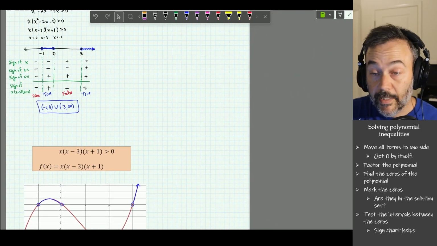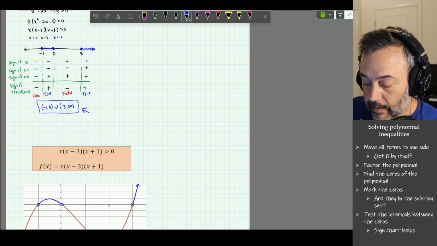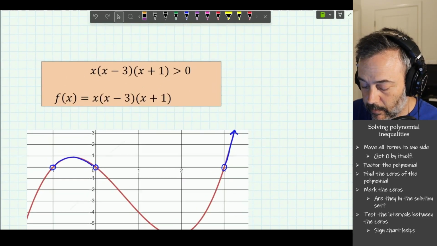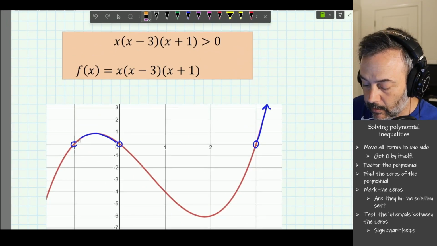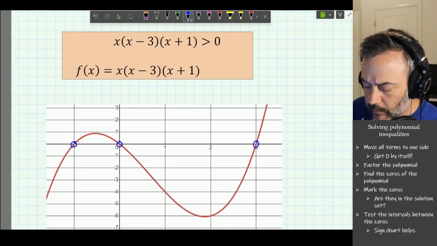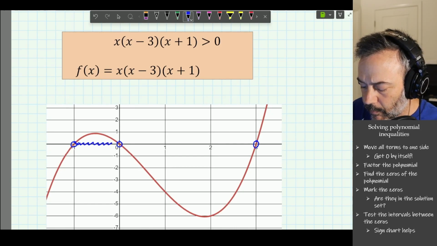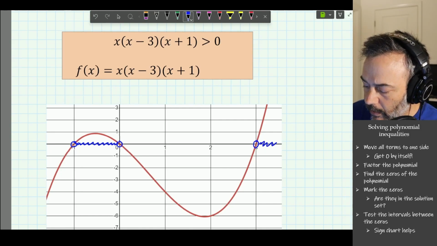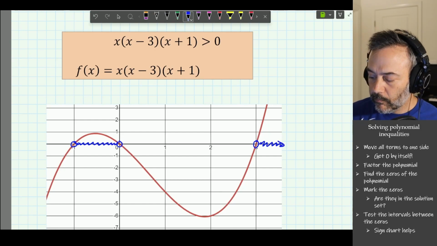I just want to emphasize that the answer here is a set of x values only. So you can visualize the answer as being not the graph itself, but our answer are the x values where the graph is positive. So it's all the x values between -1 and 0 and all the x values to the right of 3.